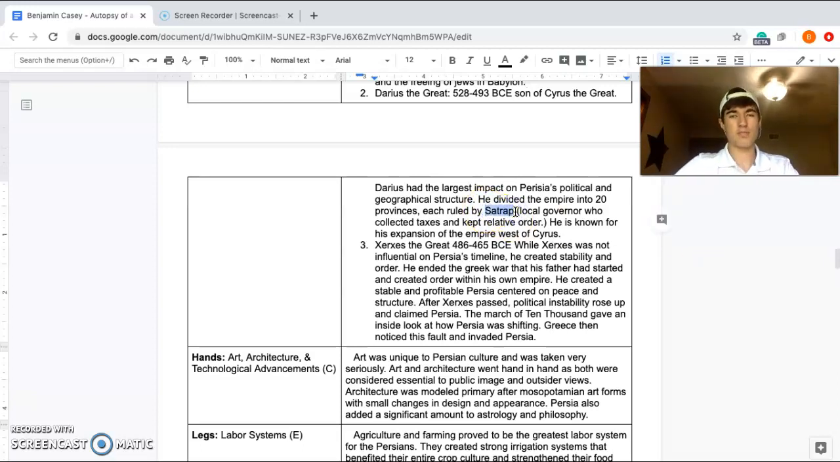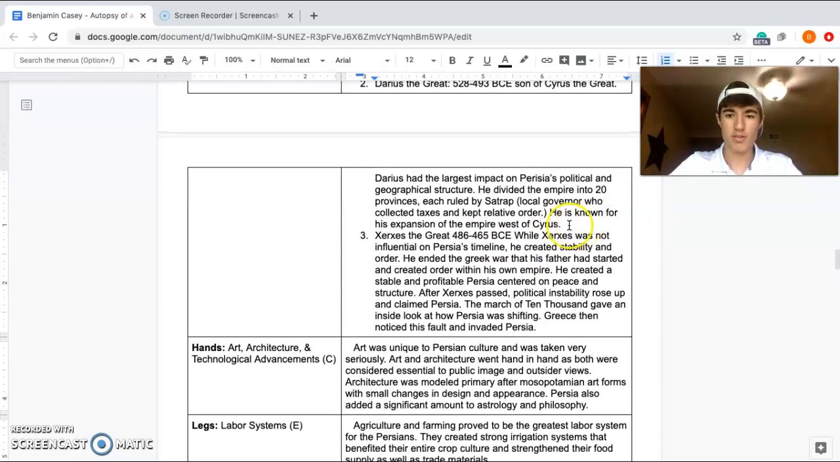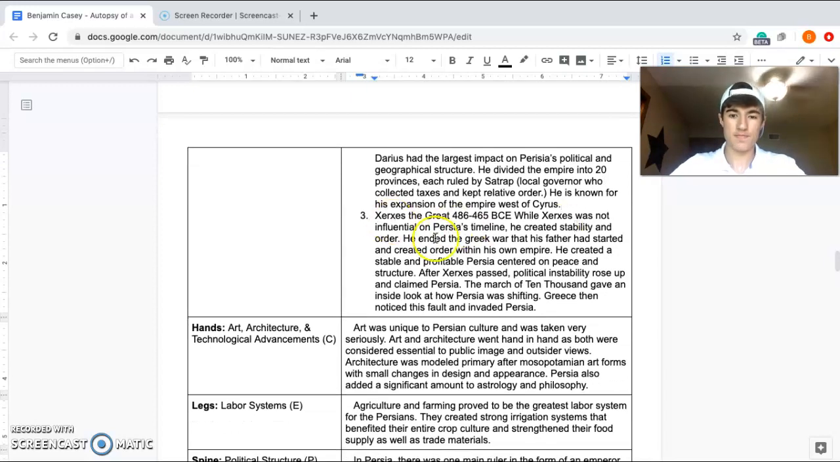And the satrap was like a local official, a local governor, whose role was to collect taxes and keep order within that district. So he created a little bit of federalism, if you will. So good for him if it worked. He was known for the expansion of the empire west of Cyrus. So he expanded western, more towards India, northern India, and bits into Asia.